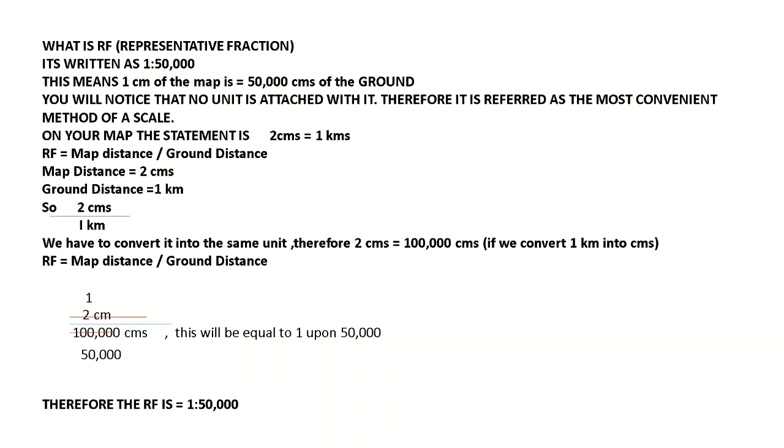So when we convert it into the same unit, 2 centimeters will be equal to 1 kilometer, meaning 1 lakh centimeters. Now the units are same. So now we can divide 2 centimeters by 1 lakh centimeters. If we divide it, we get 1 upon 50,000. So this is how we get 1:50,000, the representative fraction of the map. If you have not understood, I will repeat again in the next class.